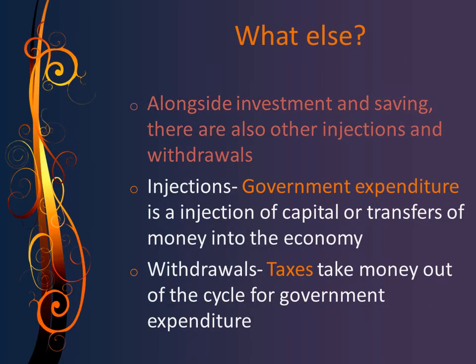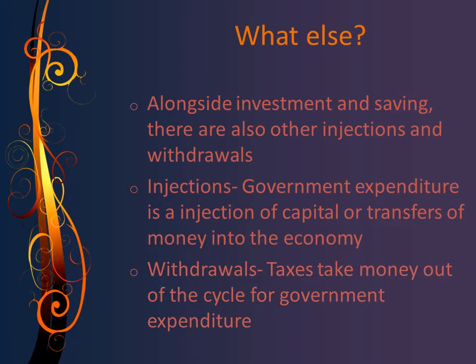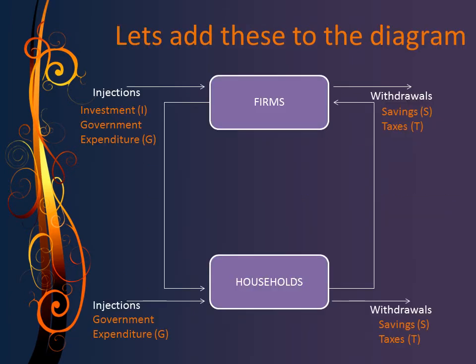Alongside investment and saving, there are also other injections and withdrawals. Government expenditure is an injection of capital or transfers of money into the economy. Taxes take money out of the cycle for government expenditure. So let's add these to the diagram. We now have investment and government expenditure, which are represented by the I and the G, and we also have the savings and taxes by the firms and the households, represented by an S and a T.